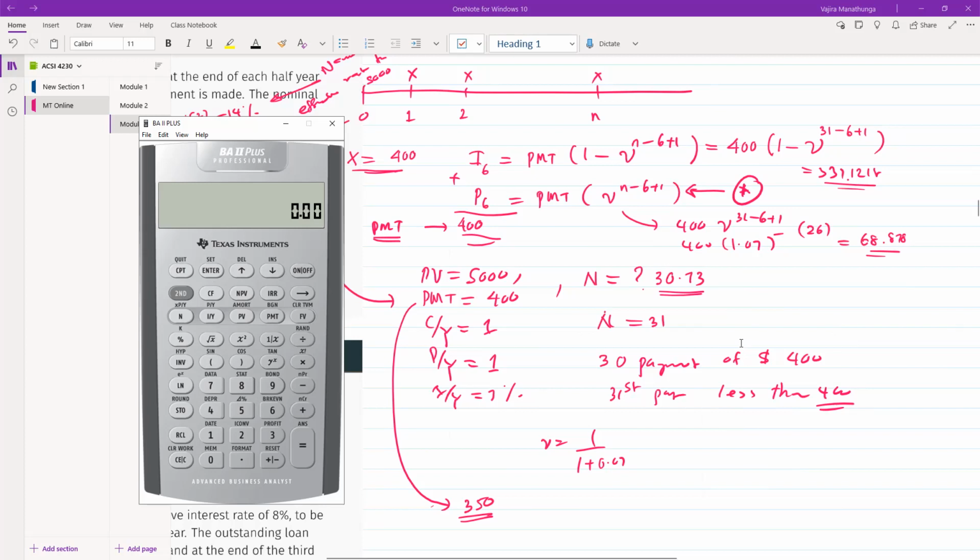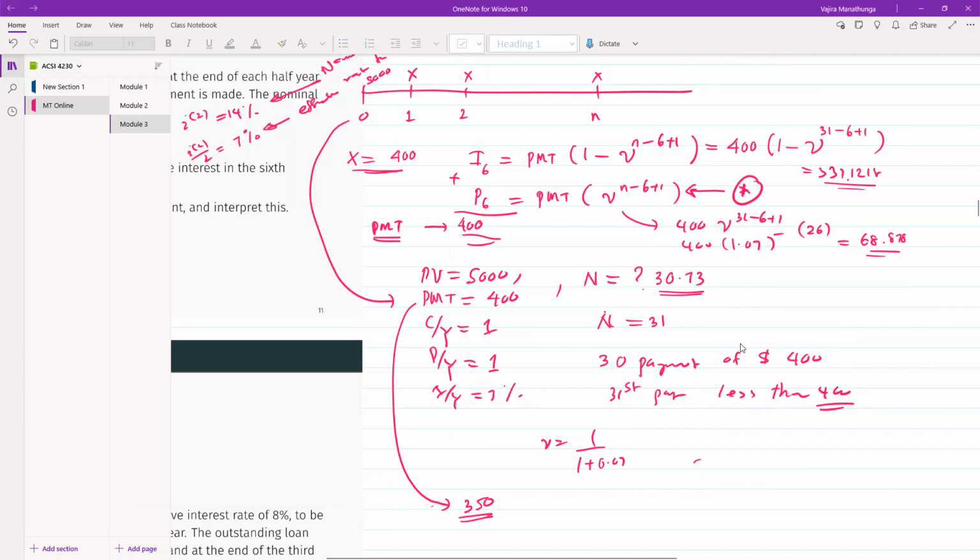By the way, let's see the minimum interest due each payment. 5,000 times 7%, no? So at the end of each term, you have to pay 350. Now the payment amount itself is 350, so you are not really going to pay off the loan. Okay, so this is the interest due.